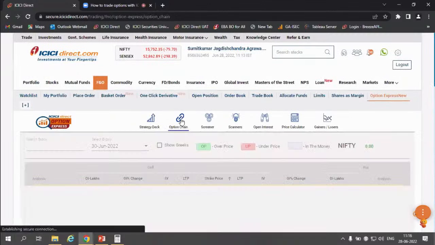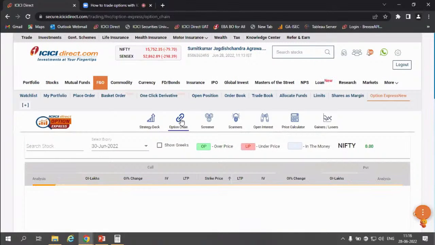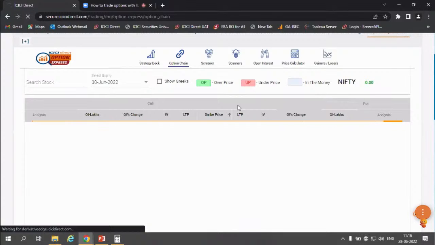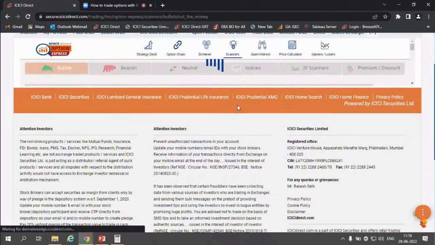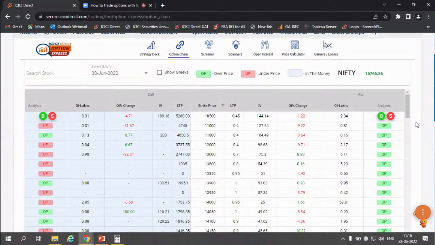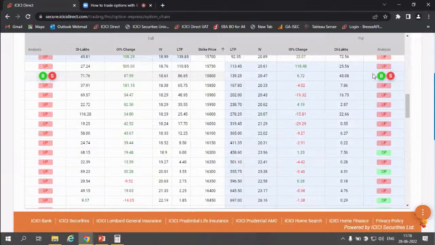Next, I will start with option chain. Once I click on option chain, it's taking a bit of time to load. Just a second. Right. So here is the option chain. By default, it is going to show you the Nifty option chain. Here you will be able to see the live prices of the Nifty option chain, and then it will bring you directly onto the ATM options.